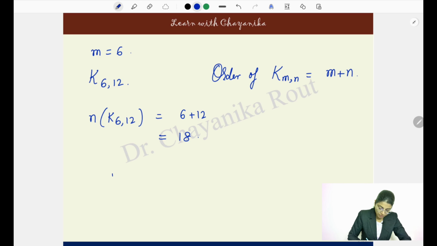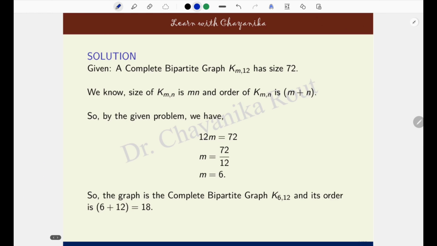So the complete solution of the problem would be m is equal to 6 and the order of the complete bipartite graph K6,12 is 18. So this is the solution to the problem that has been presented in this slide as well.